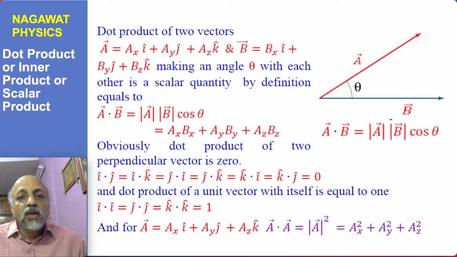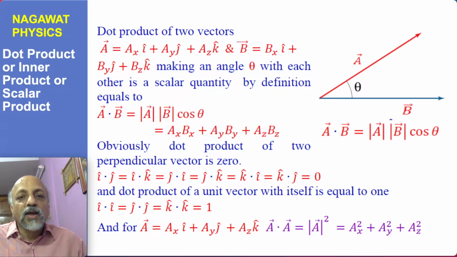Now in addition to addition of two vectors, we can define the operations which we call product operation. There are two kinds of product operations defined for the vectors. First we will take up what is called dot product or inner product or scalar product of two vectors.